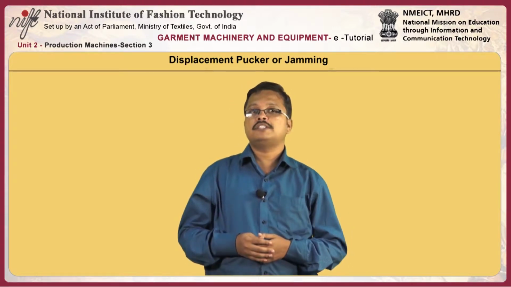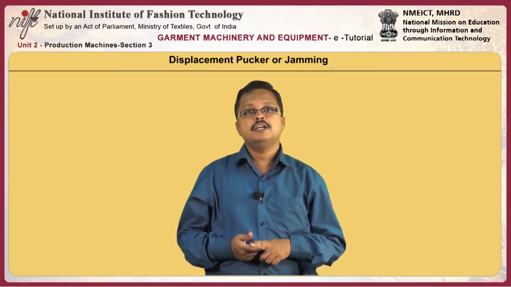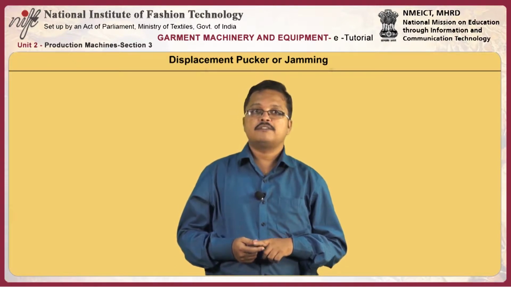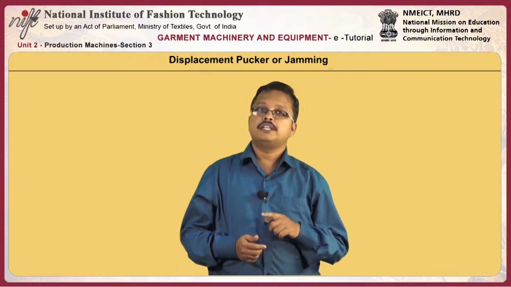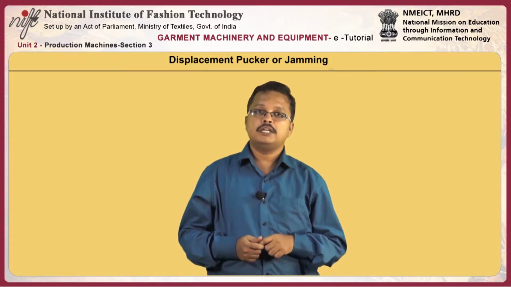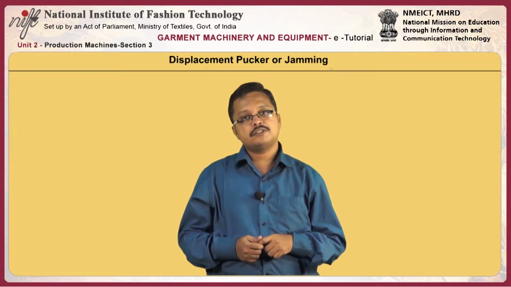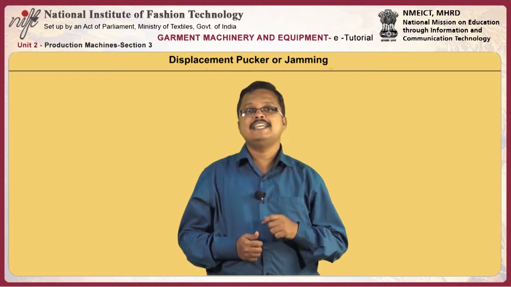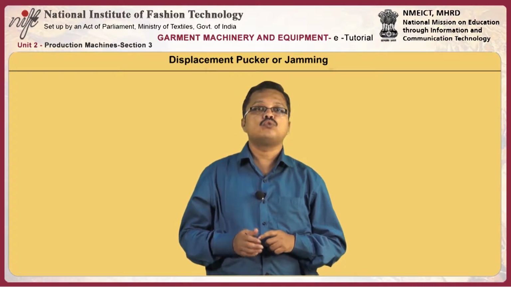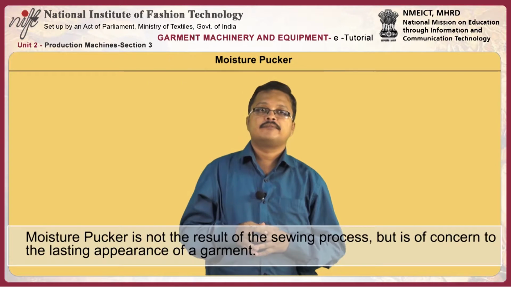Possible solutions for jamming are the use of a 2-thread chain stitch instead of a lock stitch machine. Other solutions include use of finer sewing threads and a smaller needle, fewer stitches per inch and cutting adjoining garment pieces with a slight degree of bias, so there is more room for yarn displacement.